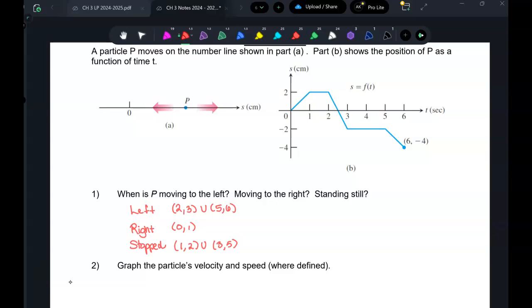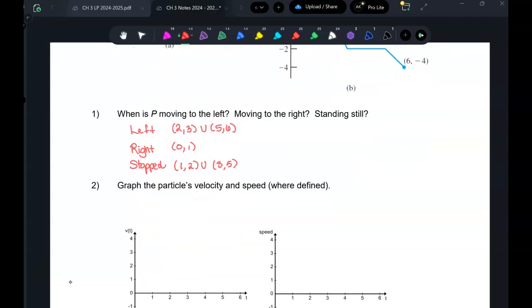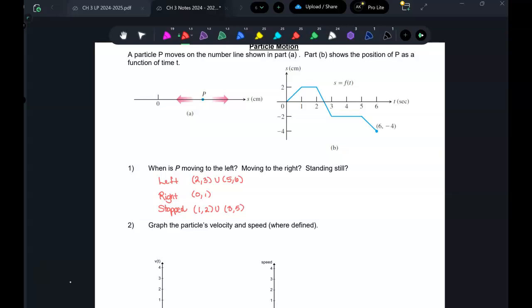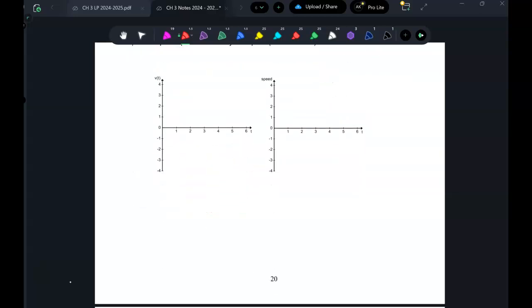How would we graph the particle's velocity and speed? We've done this before. Remember, this is going to be where we look at the actual values. With the speed ones, it always has to be above the x-axis. Correct. Okay, so let's see here.